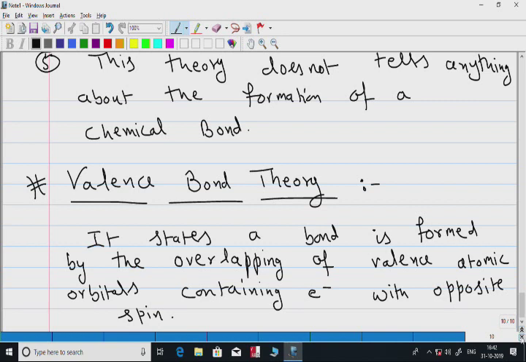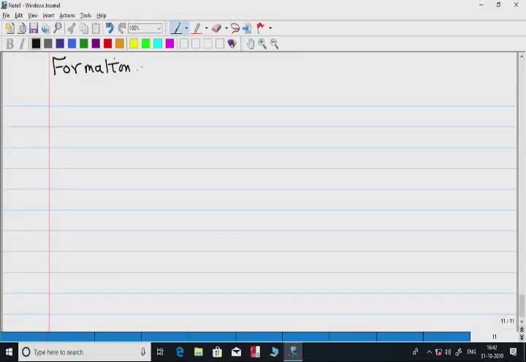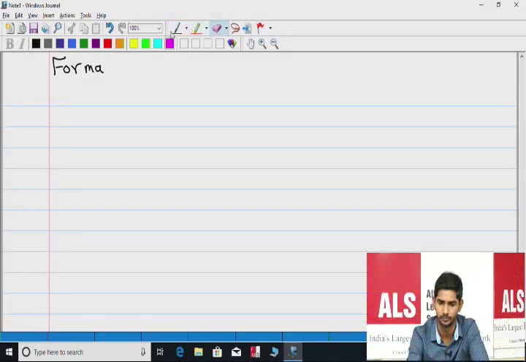So guys, let's move on. Just look at the screen and try to understand this one. I'm considering two hydrogen atoms. We are discussing the formation of H2 molecule. Formation of H2.